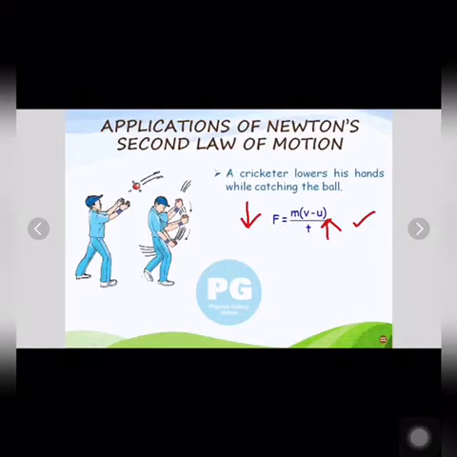If the ball were stopped suddenly, the high speed of the ball would be reduced to zero in a very short interval of time, and therefore a large force would have to be applied for holding the catch and the hands of the player would get hurt. So to prevent the injury to his hands, a cricketer lowers his hand while catching the ball. By doing so, he increases the time, therefore the force on his hand decreases and he does not get injured.